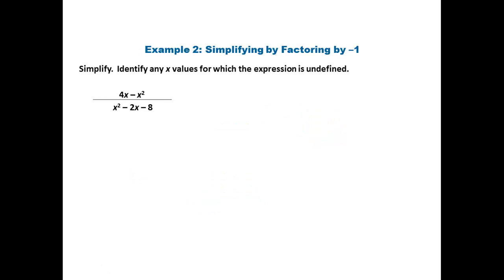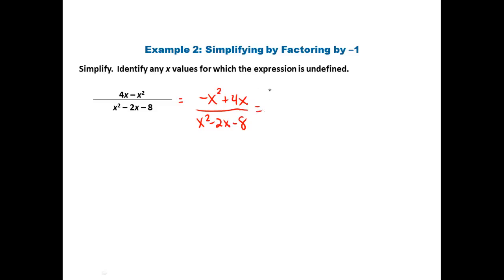Next, simplify and identify x values for which the expression is undefined. First thing that we want to do here is write the x squared first. So that negative x squared is going to go out front, plus 4x over x squared minus 2x minus 8. You always want to have it in standard form. When you are simplifying, it just makes things easier.